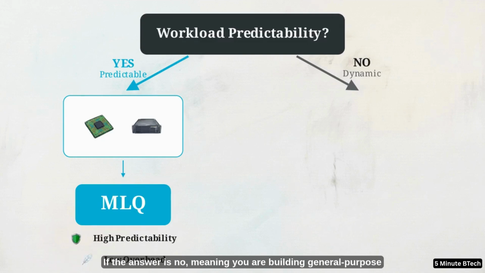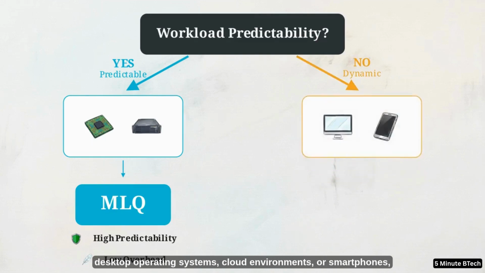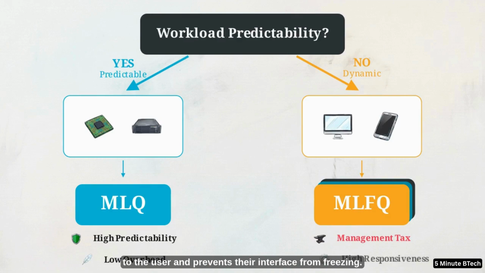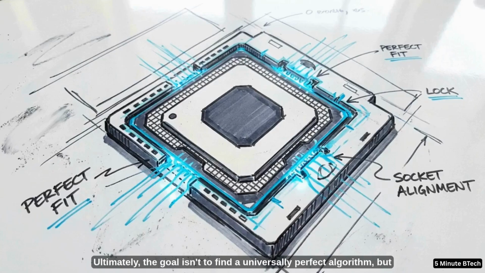If the answer is no, meaning you are building general-purpose desktop operating systems, cloud environments, or smartphones where user behavior is completely chaotic, choose MLFQ. Paying the overhead tax is completely worth it if it adapts to the user and prevents their interface from freezing. Ultimately, the goal isn't to find a universally perfect algorithm, but to match the CPU's logic to the environment it's designed to handle.